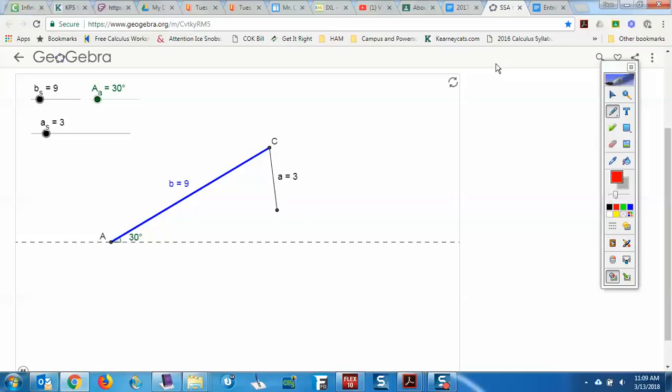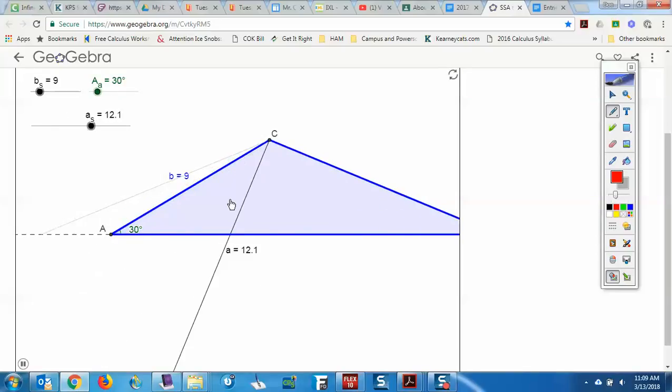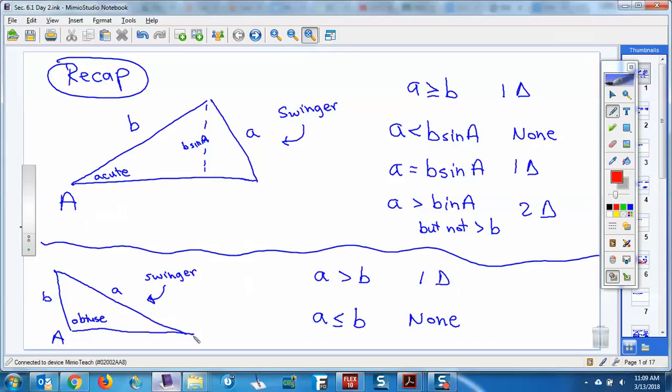So again, too short. The first thing I would look for is, is this side longer than this side? If we go back to my recap, right away I look at the swinger. If it's more than the other side, then okay, we only have one triangle. If this side is longer than this side, then we have one triangle every single time, no matter what. Now down here we have a little different situation. If the one angle you're given is obtuse, you can't have 2. There's just no way. If the given angle is obtuse, you cannot have 2, because you can't have 2 obtuse angles in a triangle.